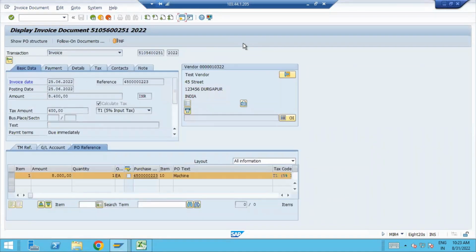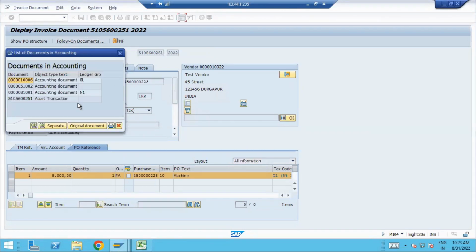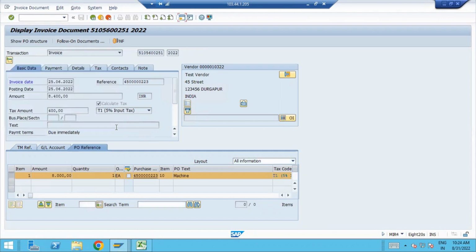Right, so this is one invoice, and with reference to this invoice, we got this accounting document. This is my vendor invoice, which is processed in logistics, and this is our asset entry. Here I am working on parallel accounting, which is why multiple documents are there. The important thing here is that we capitalize the asset on the basis of our invoice date. Whatever our vendor invoice date is, that is our capitalization date.